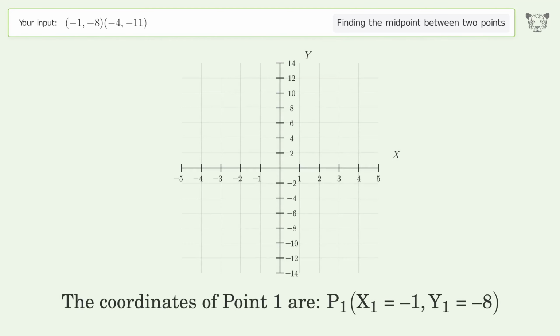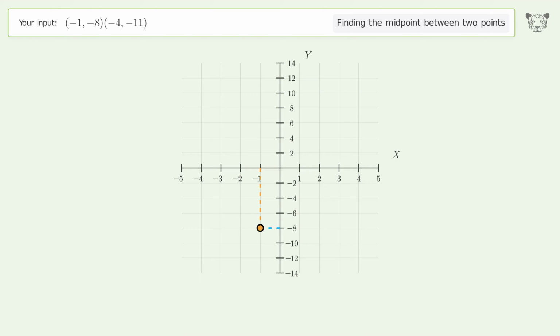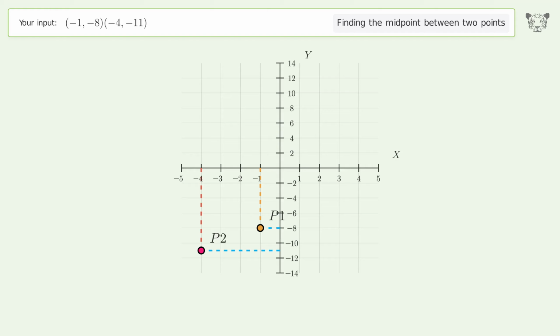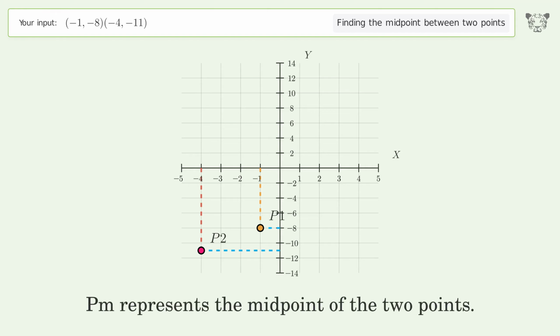The coordinates of point 1 are, x1 equals -1, y1 equals -8. The coordinates of point 2 are, x2 equals -4, y2 equals -11. PM represents the midpoint of the 2 points.